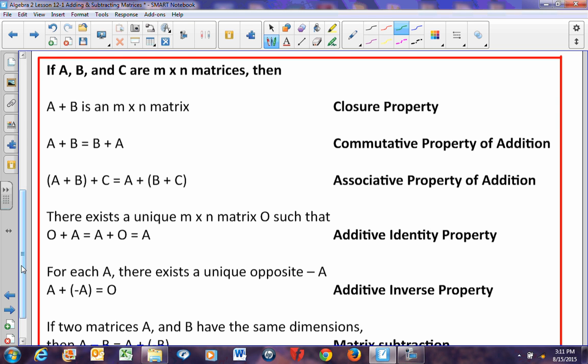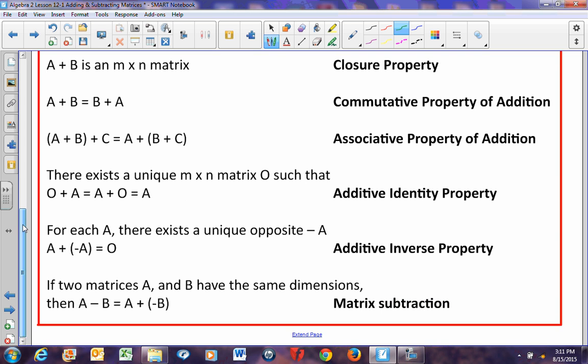The associative property also applies. You can do A plus B first and then add C, or you can do B plus C first and then add A. Okay? We have the additive identity, which basically means there exists a unique matrix m by n, such that the O matrix plus the original matrix gives you the original matrix. Basically means you're adding a 0 to everything.